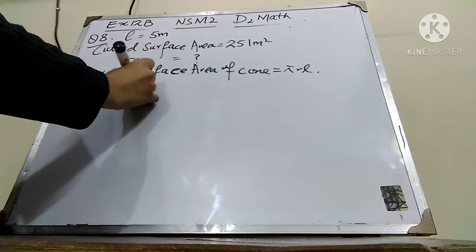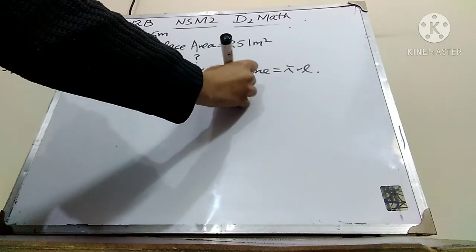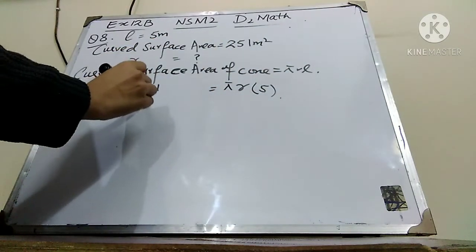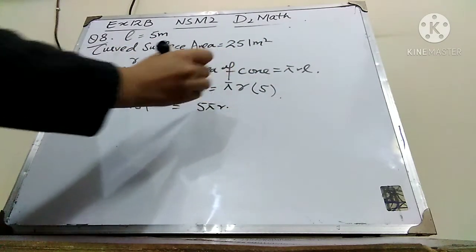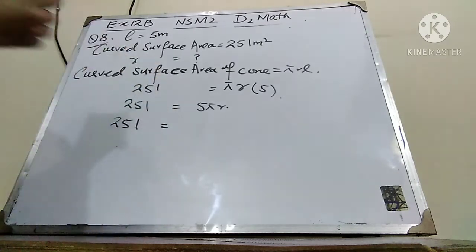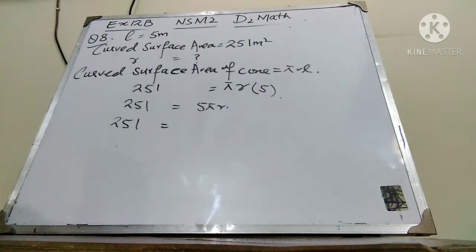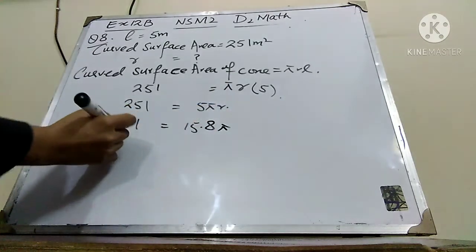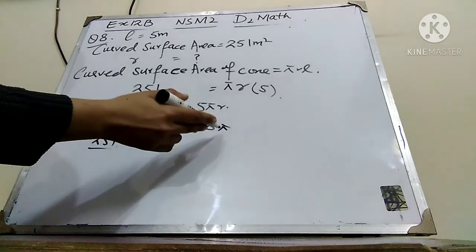Now the curved surface area is given, which is 251. I will write it as it is. Now I will write down pi as it is. r we have to find out, and the length is given, which is 5. So 251 is equal to 5 pi r. Now I can find out the value of 5 pi. When I multiply 5 with pi, I will get 15.70, so I can write down 15.8. So 15.8 r. When 15.8 comes over here, it will divide because it's multiplying with r.